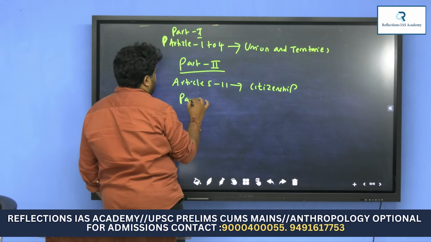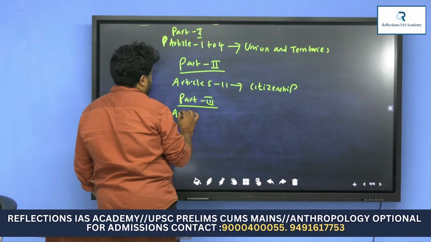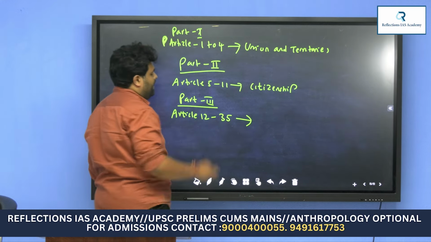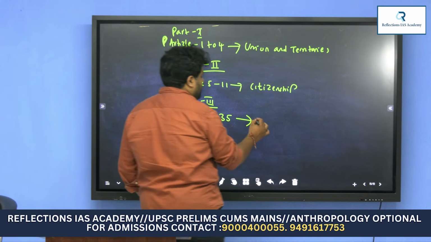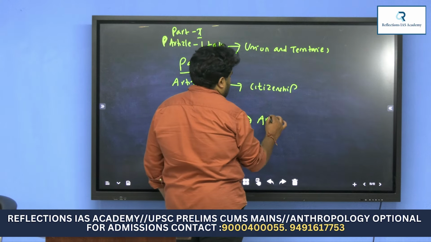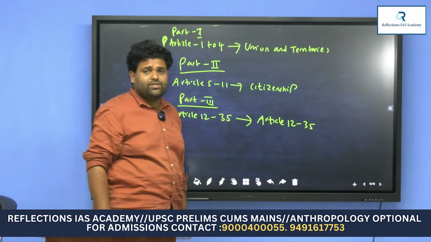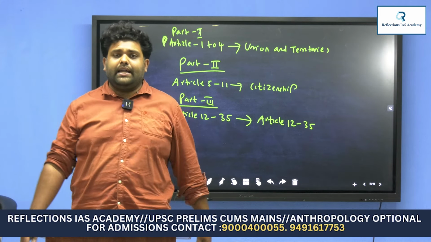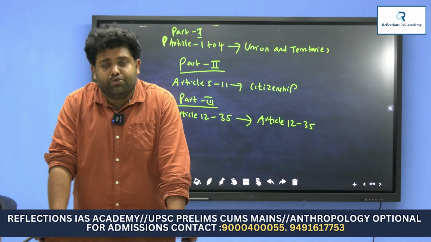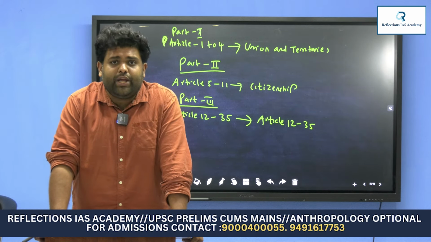Then you have part 3, from Article 12 to Article 35, which is the most important. It is also called the Magna Carta. If you see fundamental rights, Article 12 talks about the definition of state. Article 13 talks about judicial review indirectly. Article 14 talks about right to equality before law.